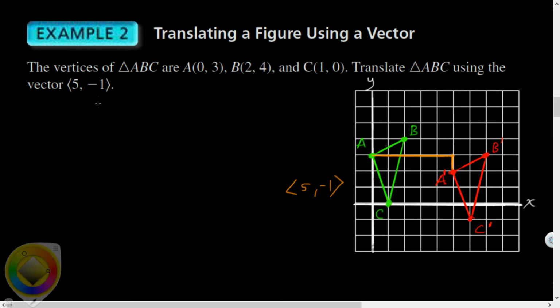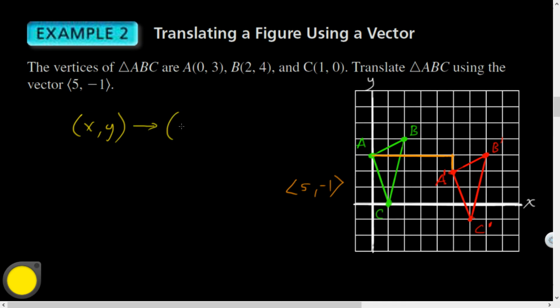Have a quiz on this tomorrow rather than our test. So guys, if I want to talk about the function, the translation that did this, for any point x comma y, you could view this as having become x plus 5 comma y minus 1. All my points got mapped to new points where I was simply adding 5 to the x coordinates and subtracting 1 from the y coordinates. So nothing too crazy at all.